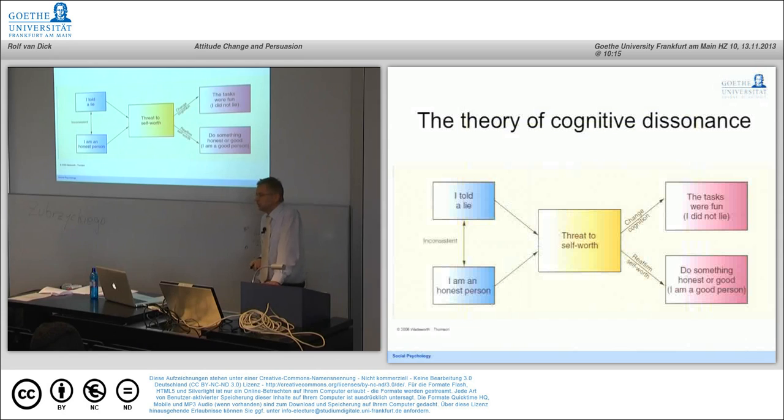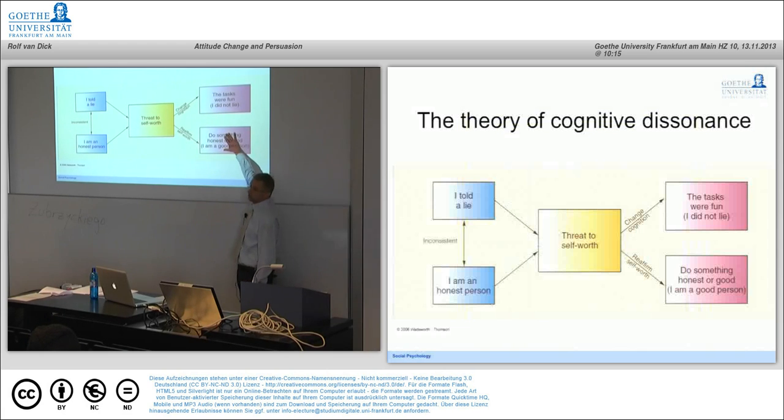The thing is, cognitive dissonance assumes that the fact that we told a lie is at odds with our average human being's motivation to feel like we are honest people. And this inconsistency creates some threat to our self-worth, and then we can either change our cognition and say, okay, the task was good, so I didn't lie to the other person. The task was actually not that bad. Or we can afterwards reaffirm our self-worth by doing something honest or good to other people on unrelated tasks.